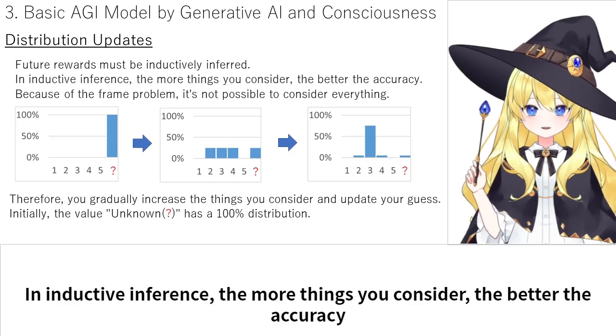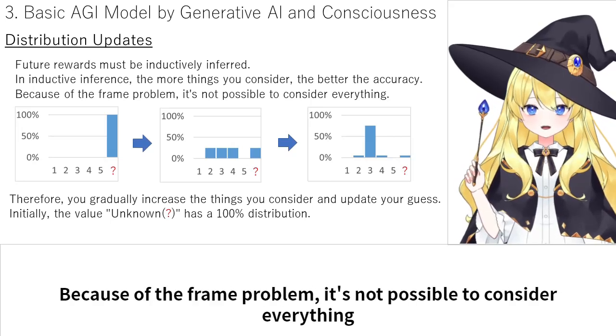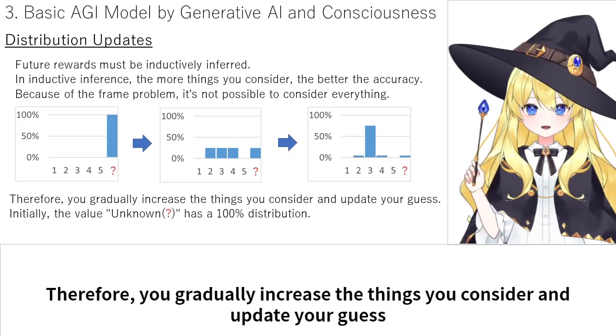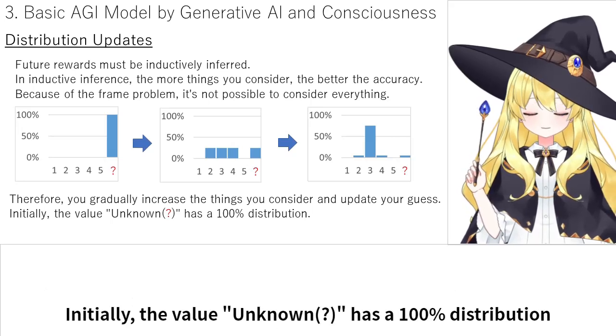In inductive inference, the more things you consider, the better the accuracy. Because of the frame problem, it's not possible to consider everything. Therefore, you gradually increase the things you consider and update your guess. Initially, the value, unknown, has a 100% distribution.